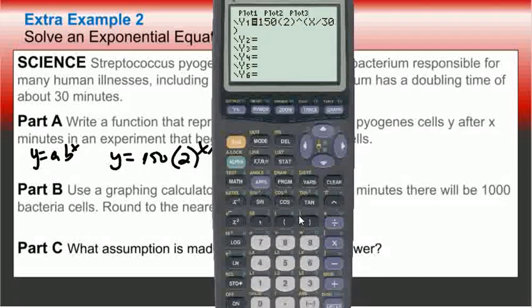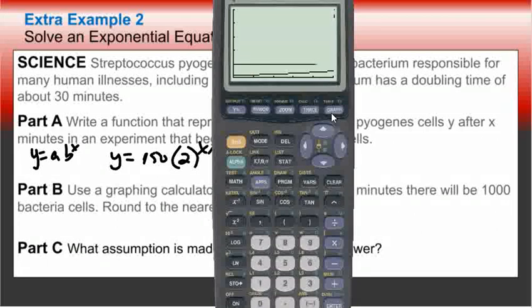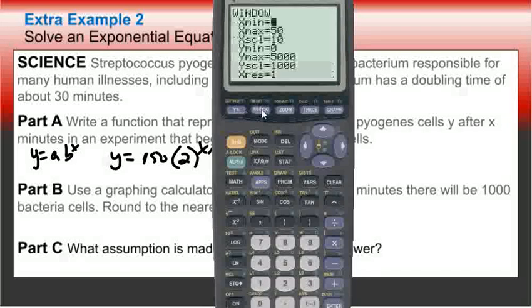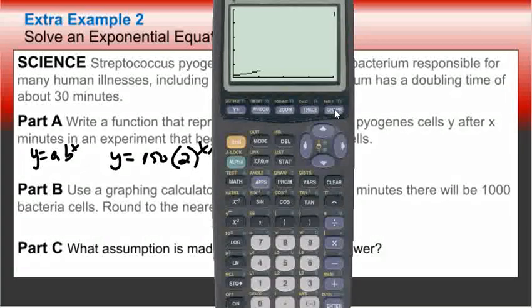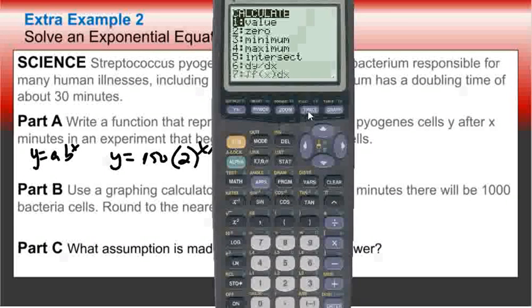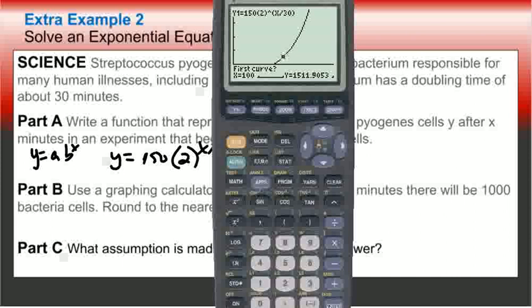Make this 1,000. Now graph it. I need to expand my Window settings, so the maximum, let's do 200, counting by 50s, and graph. There we go. Second trace, number 5 intersect. Click 3 times for enter, and it says 82.1.